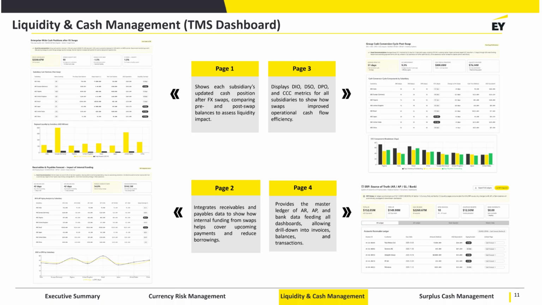And finally, on page 4, we can see the master ledger of AR, AP, and various bank data that feeds into our dashboard. This allows drill down into invoices, into balances, and into specific transactions. And hence, we see the real impact of S4 HANA's as well as Kyriba Treasury Management's AI extension into our TMS dashboard.